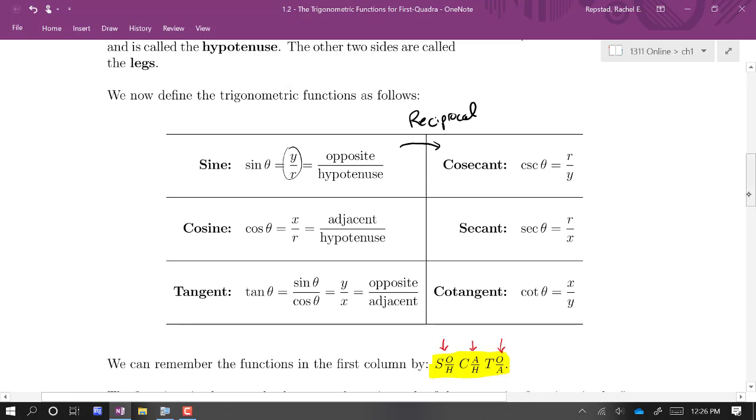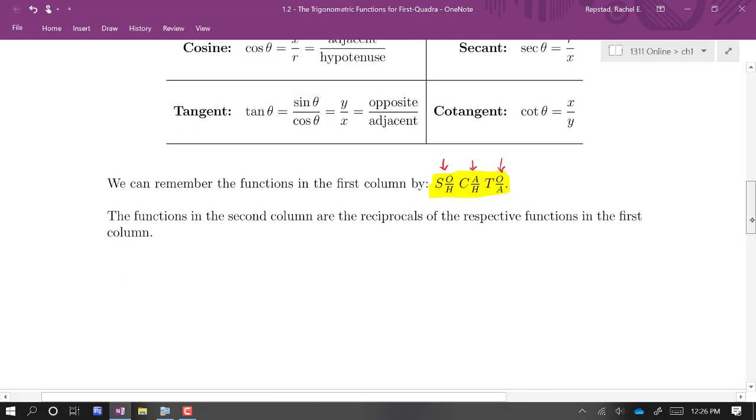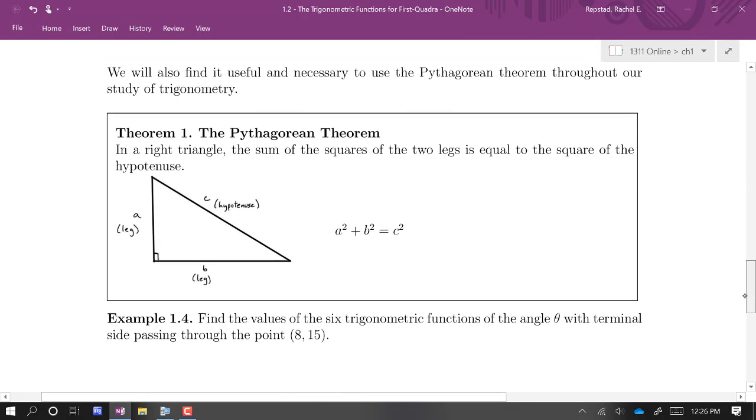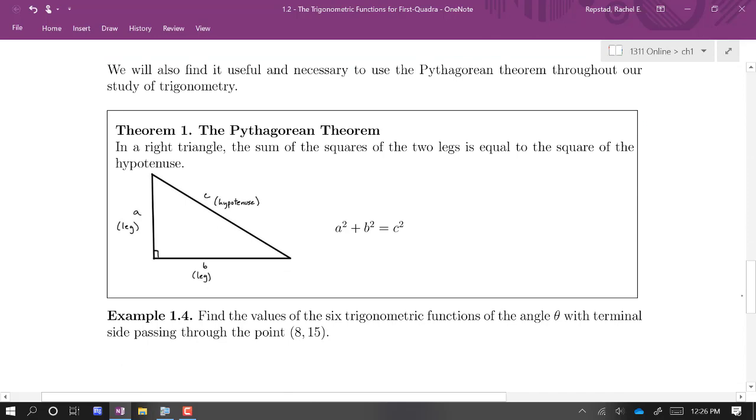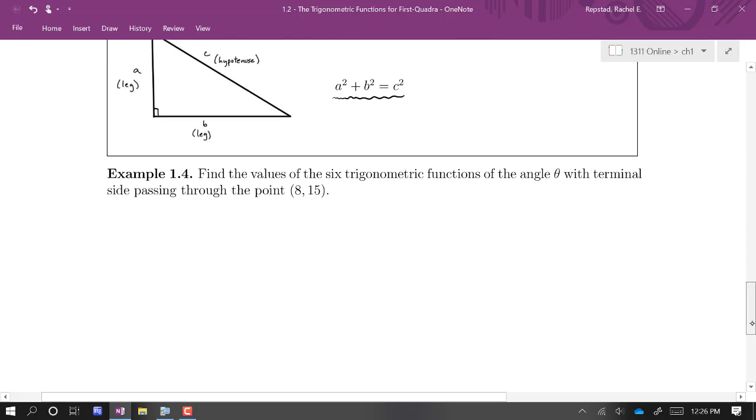In addition to these 6 functions, and how they're defined, we'll also find it useful to invoke the Pythagorean Theorem. You've probably heard it a million times, but it simply says that in a right triangle, the sum of the squares of the two legs is equal to the square of the hypotenuse. So if we've labeled the sides of a right triangle A, B, and C, where C is the hypotenuse, the Pythagorean Theorem says that a squared plus b squared equals c squared holds in a right triangle. We're going to do a couple of examples.